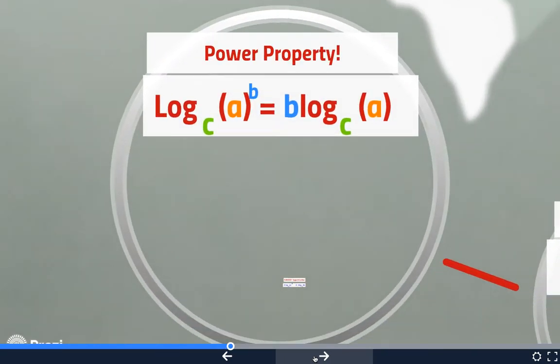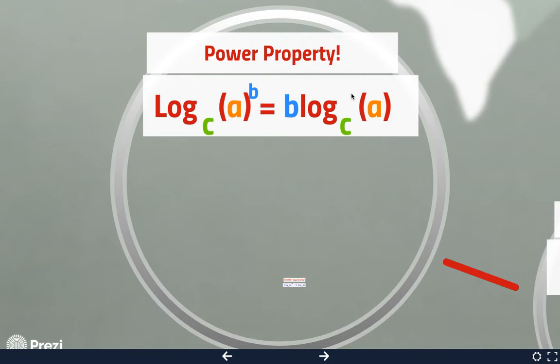Now the power property. Power usually is associated with an exponent, so this rule also is associated with the exponent. If you have log base c of a raised to an exponent, that's the same thing as putting that exponent in the front of the log. I kind of visualize someone shoving the exponent down to the very front of the log. So your exponent you can move to the very front of the log. Those two mean the same thing.